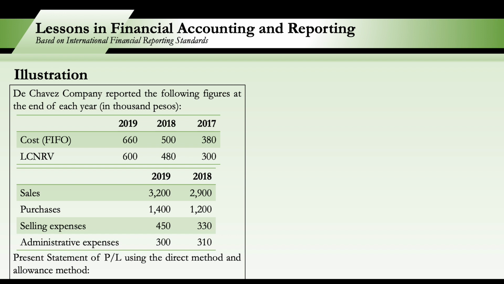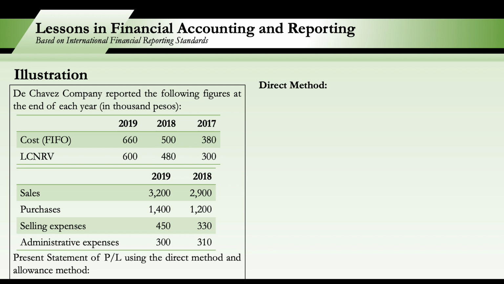Also presented are the income and expenses during the two periods. So first, we have sales of 3,200,000 in 2019 and 2,900,000 in 2018. Purchases of 1,400,000 and 1,200,000 for 2019 and 2018 respectively. Selling expenses 450 in 2019 and 330 in 2018, and admin expenses of 300 and 310 for 2019 and 2018 respectively. So, present statement of profit or loss using the direct method and the allowance method. Unahin natin si direct method.